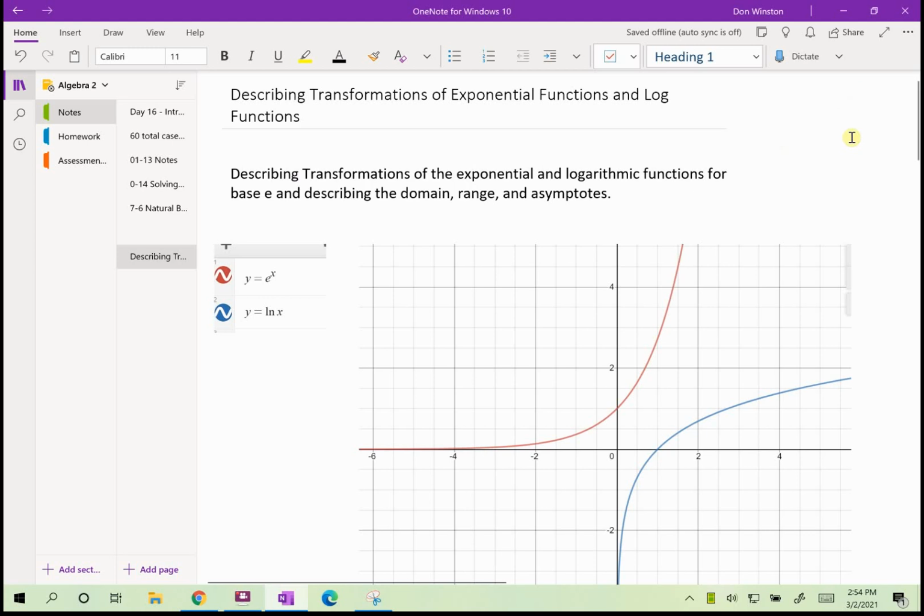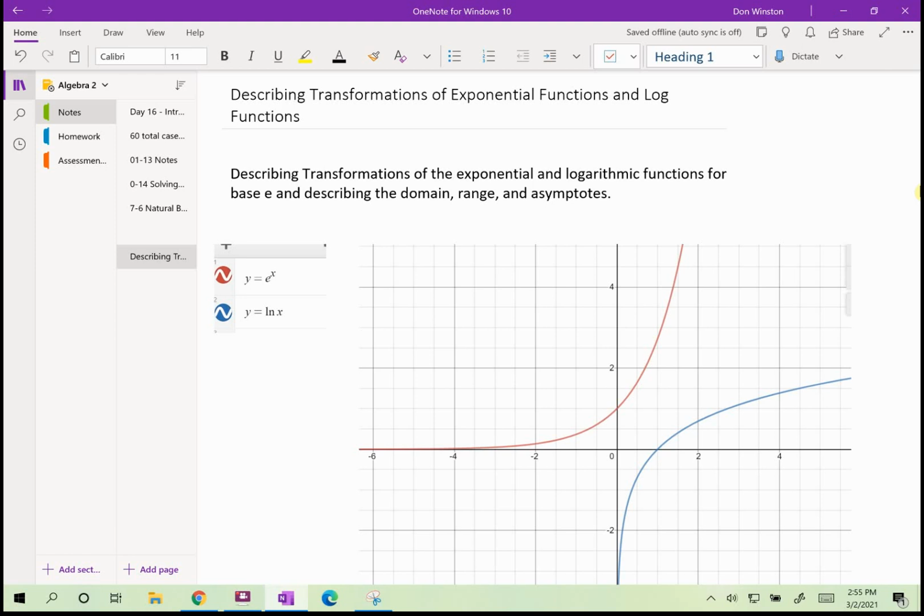Okay, good morning, everyone. The last lesson for Chapter 7. We're going to look at simple transformations of the exponential and logarithmic functions. And in particular, we'll only be working with the natural base, or base e. So e^x, or the natural log of x. We'll describe the domain, range, and asymptotes, things that you will cover a lot when you get to pre-calculus. So let's begin with the basics.